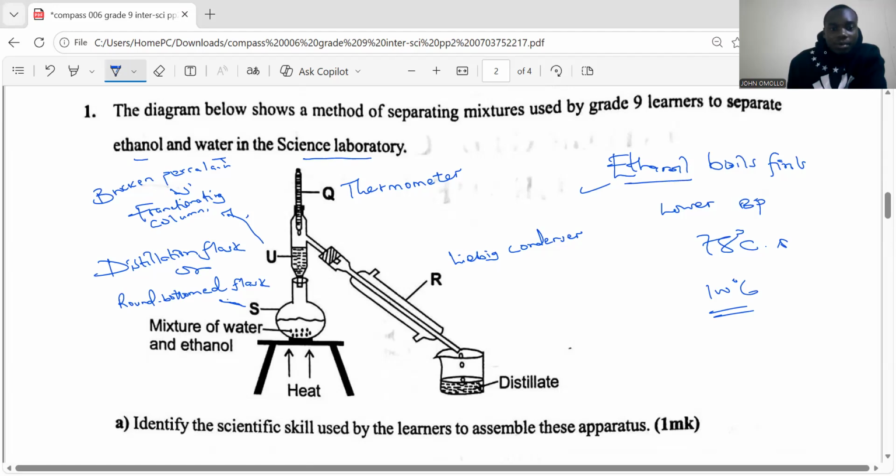So the vapor goes to the broken porcelains. What the broken porcelains does is that it prevents bumping. And it also increases a large surface area for the complete and efficient separation or boiling process. So once it enters the broken porcelain, the temperature is recorded. The temperature will be 78 for the first vaporization, that is ethanol. And then the vapor now goes through the condenser where it is going to be cooled, or condensed back to liquid. And then after being cooled, it is collected here as the distillate. So the first to be collected as the distillate is the ethanol.